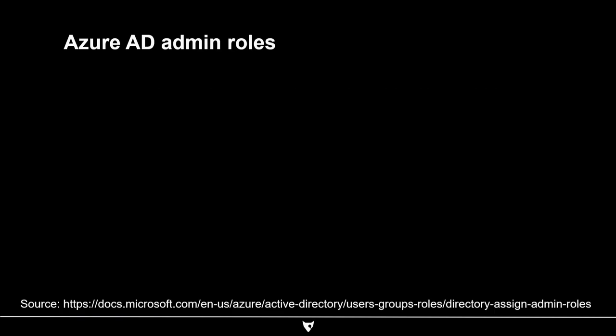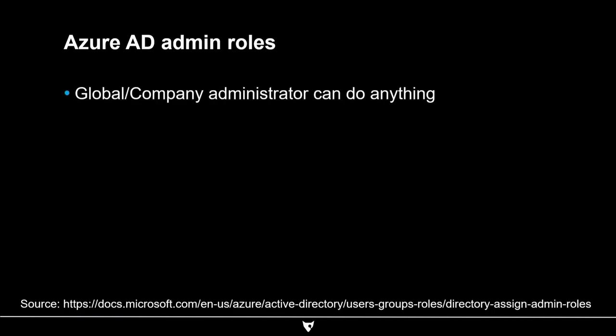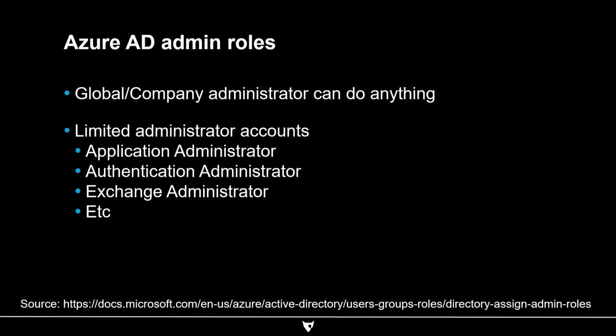And there are some different admin roles. The first one, or the most important one, is the global administrator, or company administrator if you use the APIs. And this administrator can do anything. Now, of course, you don't want all your administrators to be able to do anything. So there are also limited administrator accounts. You have the application administrator, authentication administrator, Exchange administrator, etc. And they all have their limited part which they can manage.